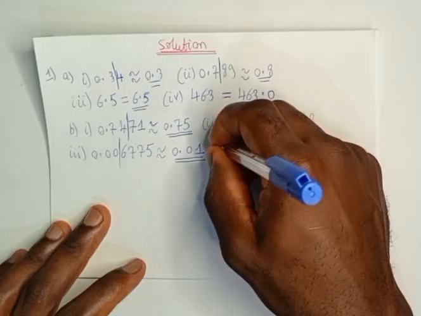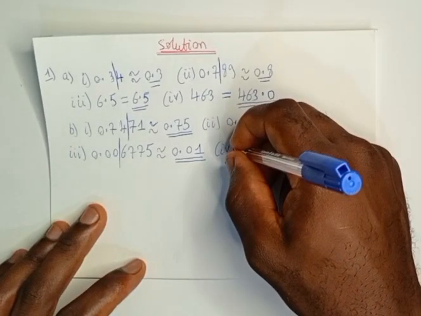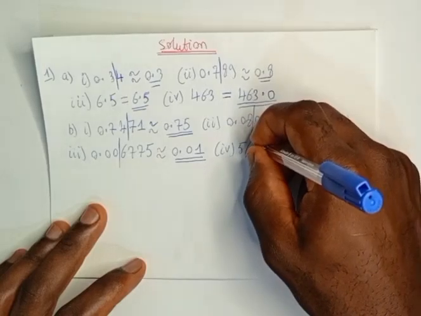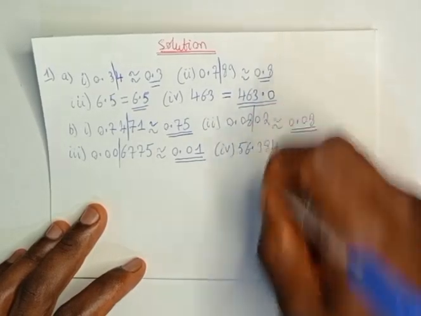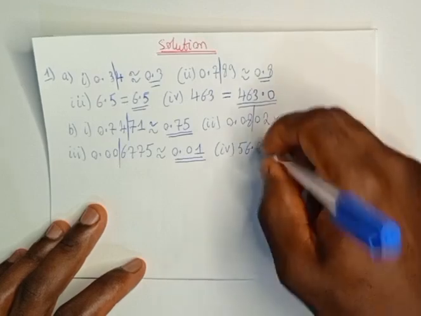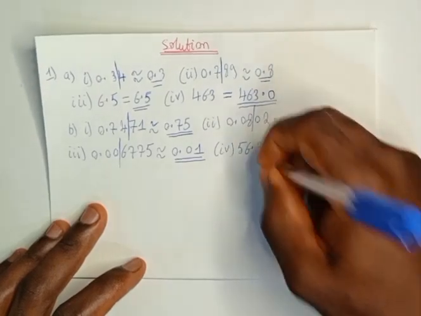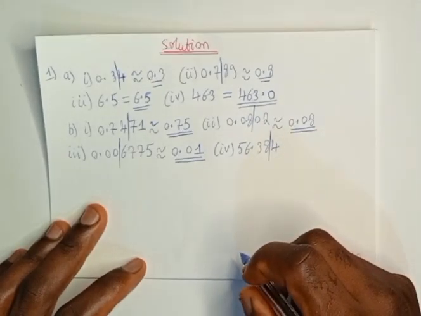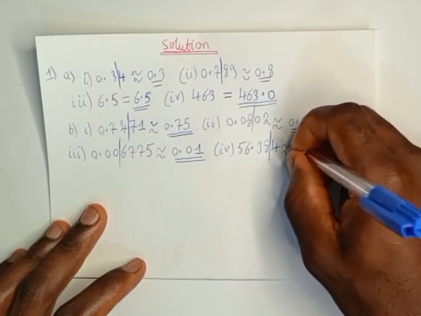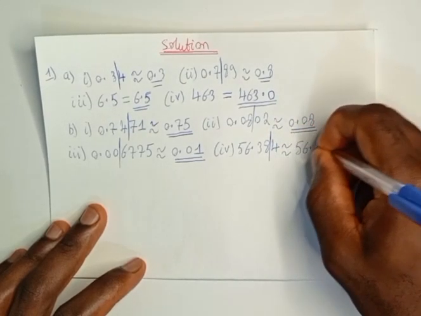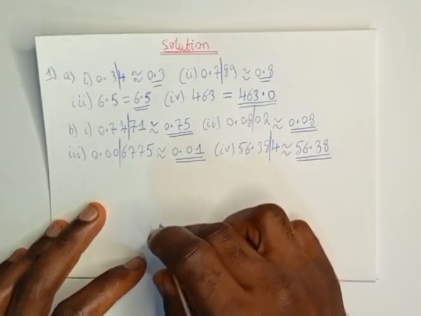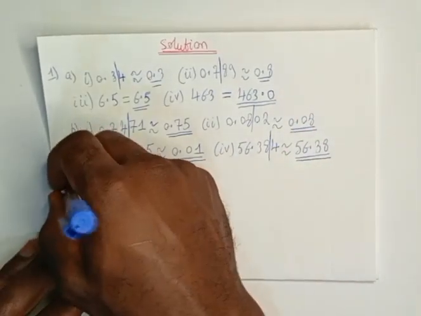We go to IV. We have the number 56.384. To two decimal places, we have 1, 2. We round off at this level. 4 is less than 5. It is rounded down to 0. This will be approximately 56.38 to 2 decimal places. We go to question C.